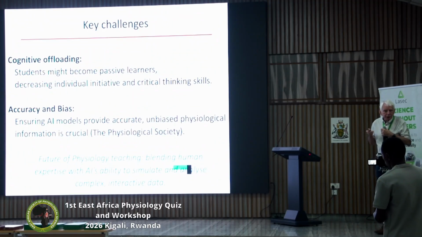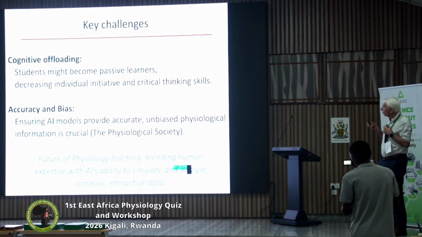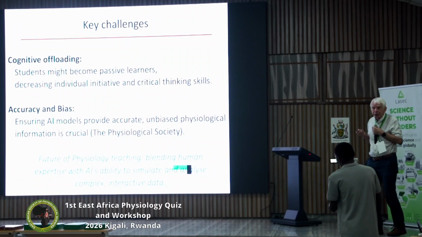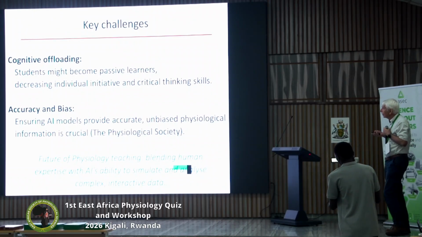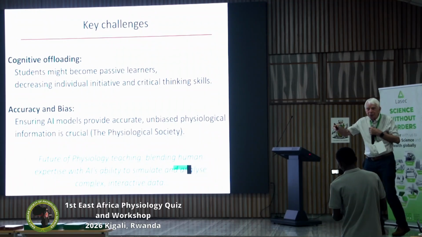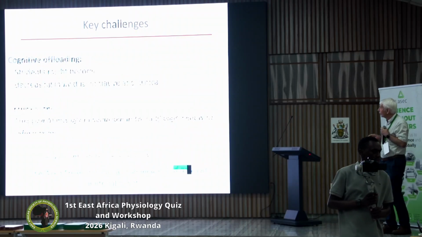Well, the key challenges have also already been discussed earlier this morning. So we have the cognitive offloading, as it's called. The students are at risk of becoming passive learners. They just retrieve information. They ask the AI to do a job, a student presentation or whatever.